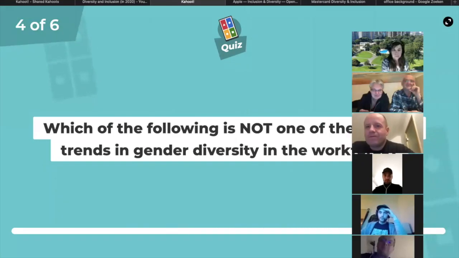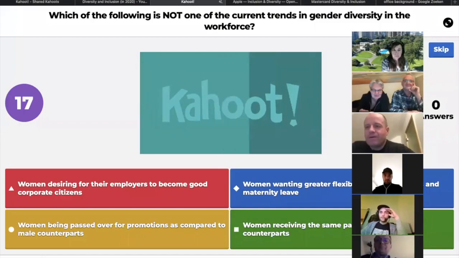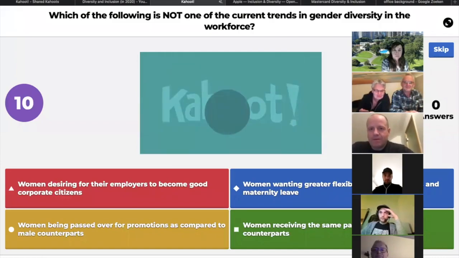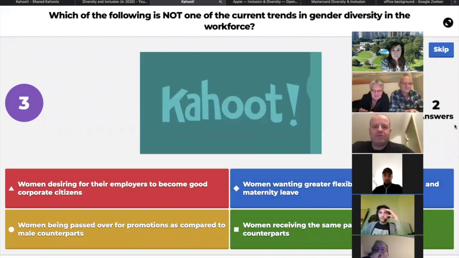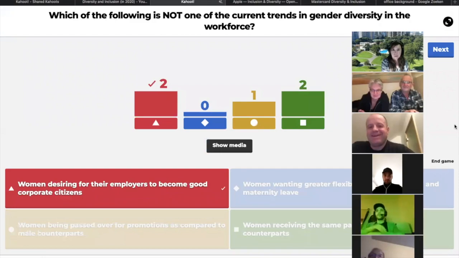Which of the following is not one of the current trends in gender diversity in the workforce? Oh my goodness. Yeah, I think we set the timer a bit too low. Sorry about that. That is wrong here. Great. Ooh, okay, this one's split. 4 for 5.